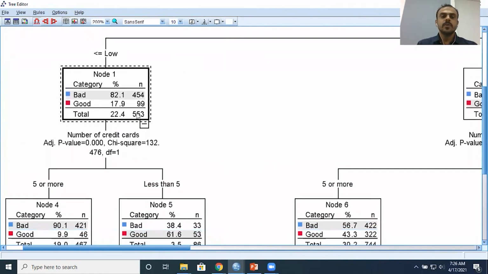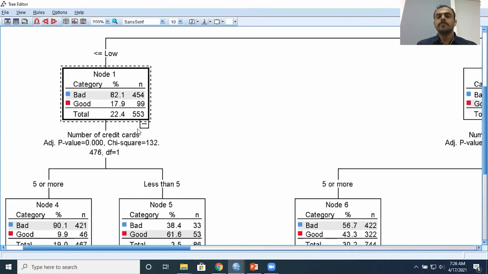Insofar as the low income class is concerned, you have 82%, a big chunk here. Within the low income class, 82% of them happen to be bad credit risk. Only 18% of them happen to be good credit risk, right? Quite a significant number of people in the low income class happen to be bad credit risk.